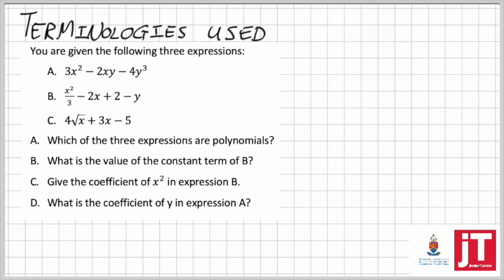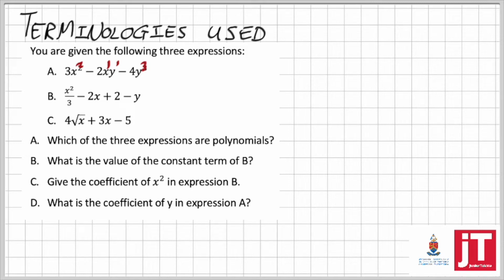In this example, you are given the following three expressions, A, B, and C. Which of the three expressions are polynomials? Now, for this, you need to have watched the previous two videos. If I look at the first expression, and I just like to put in the different powers there, there's actually a little 1 there on top of the x. There's a little 1 there in the exponent. There's a 2 and there's a 3. So yes, that is definitely a polynomial.